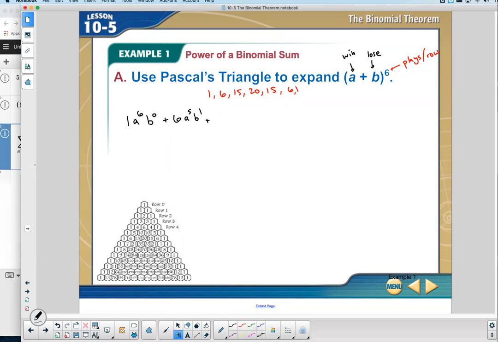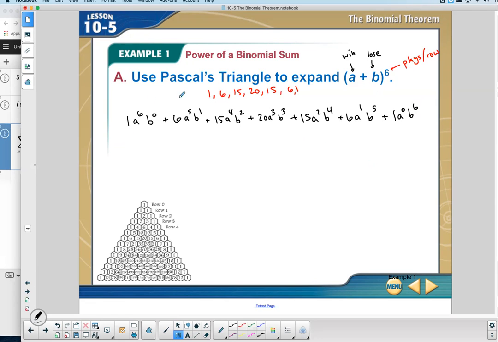losing. The next set would be you'd have 15 people who would win 4 times and lose twice. You would then have 20 people who would win 3 times, lose 3 times. You would have 15 people who would now win twice and lose 4 times. Again, we're just counting down. You can see the pattern. I would then have 6 people who would win once, lose 5 times. And finally, I would have 1 person who would not win at all, but would lose 6 games.